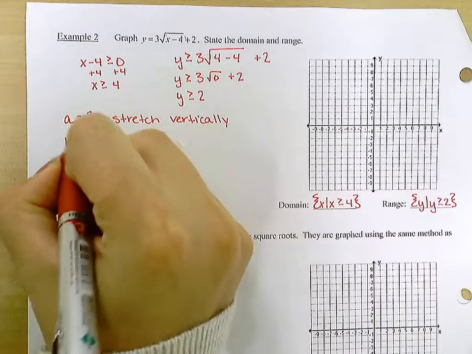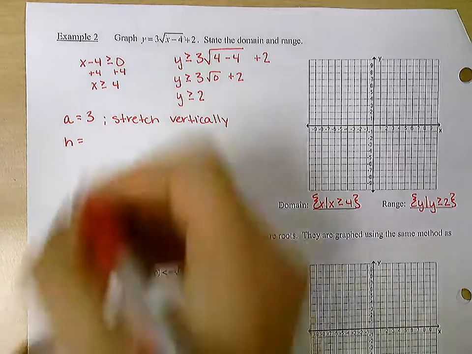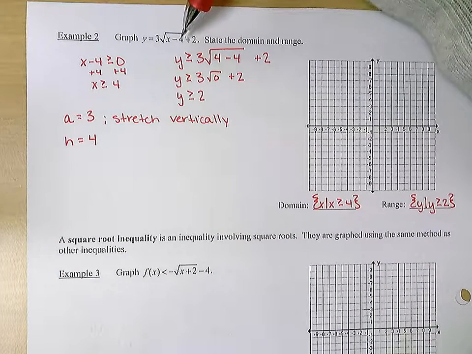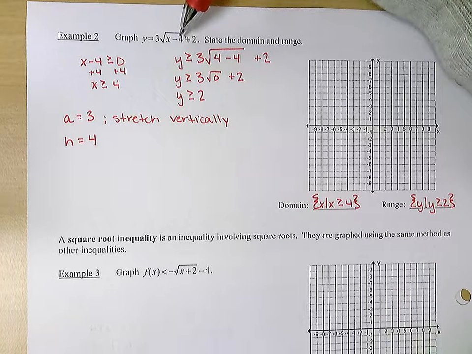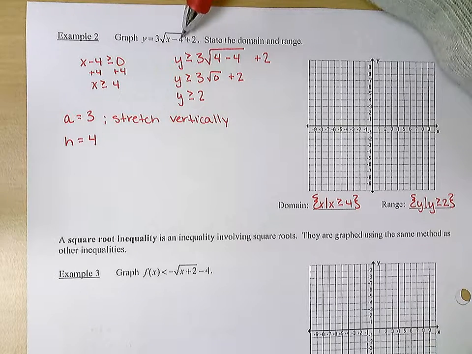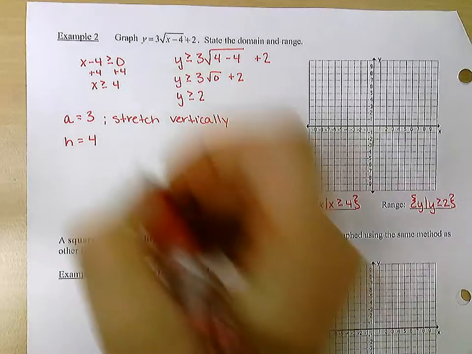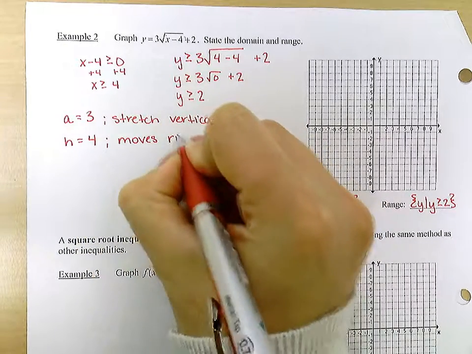Next, we have our h value. H is the value underneath your radical. That is 4. Now, for your h value, this looks like negative 4. You always do the opposite for your h value. So if this was x plus 4, your h value would be negative 4. Since it's x minus 4, your h value is positive 4. That moves your graph right.